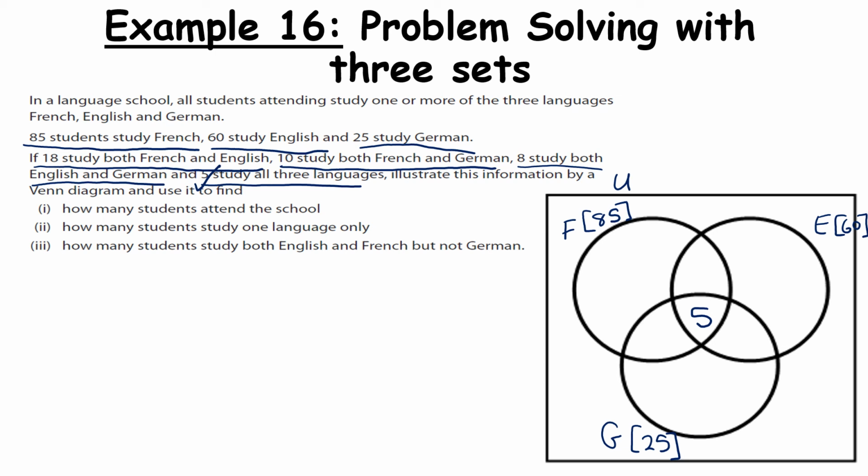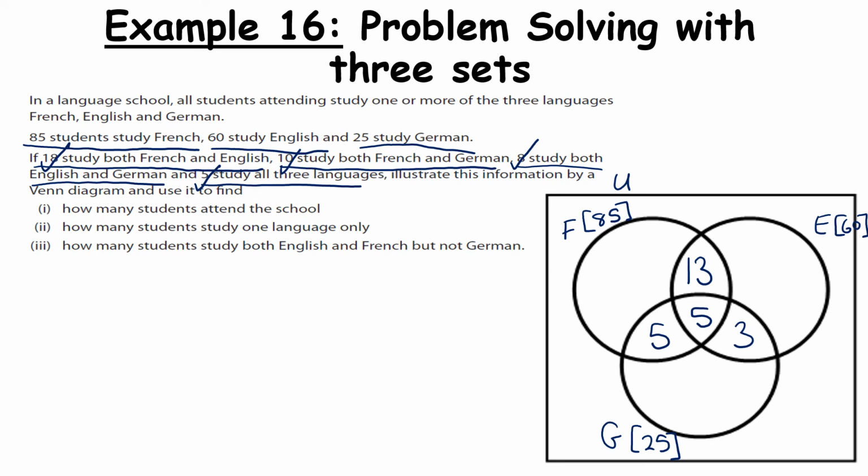So 8 study both English and German. Now, that 8 belongs to all of this, because it's English and German. We've already put in a 5, so we're only putting in what's remaining, and that's the 3. 10 study French and German, but 5 is already in, so we only place a 5 in this part. And 18 study both French and English. We already have 5 in, so we're only putting in 13 here.